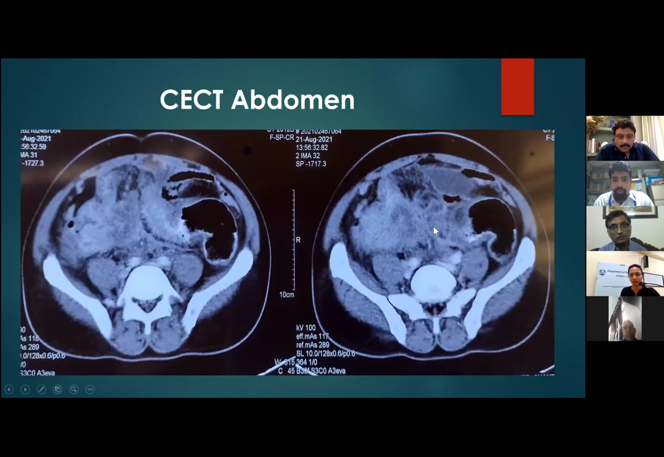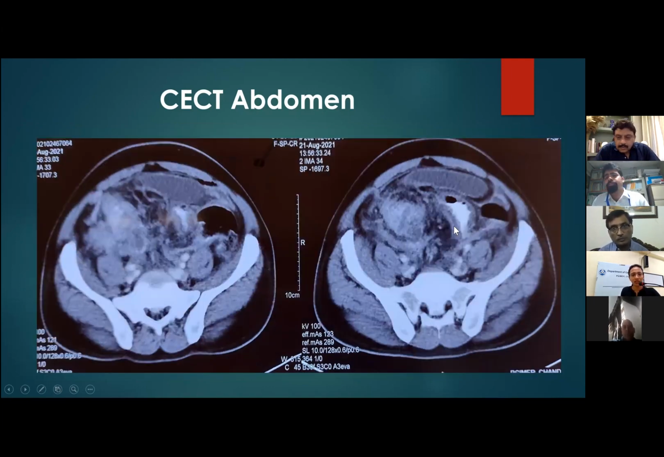And here are some more films. So on the lower cuts, the mass is higher in size, and we can see the lost fat plane with the psoas muscle. Along with that, there is asymmetrical thickening of the sigmoid colon. However, the rectal contrast was passing beyond it.